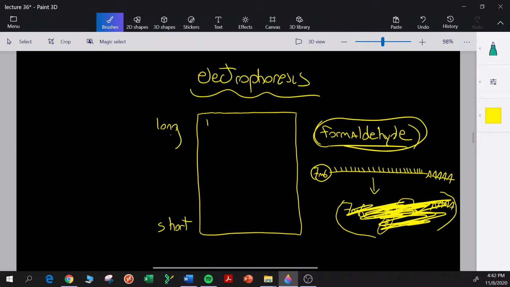So let's say we load the 3 samples up here in the wells of our gel. We separate from long to short. The shorter molecules are moving faster than the longer molecules.